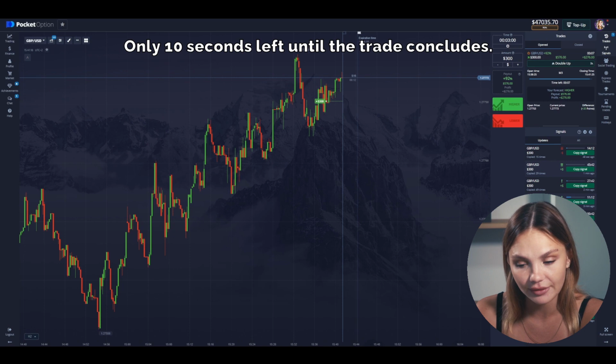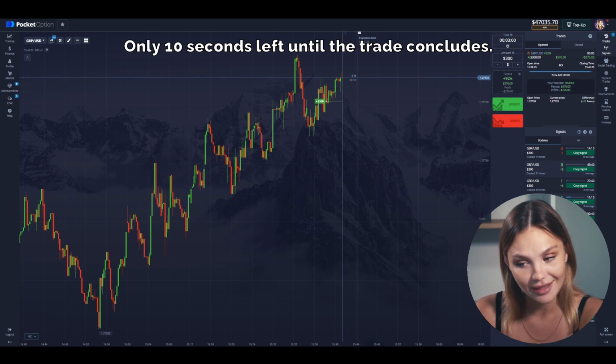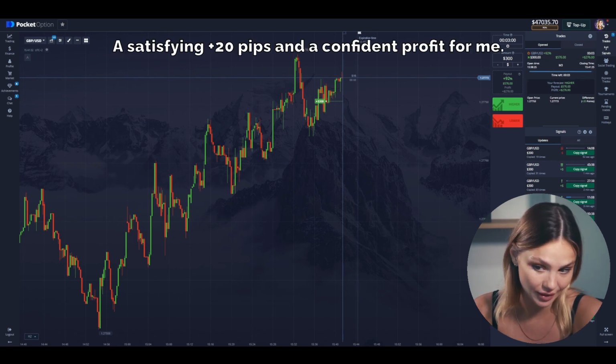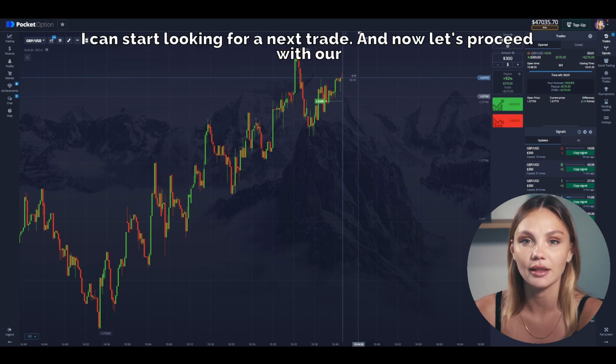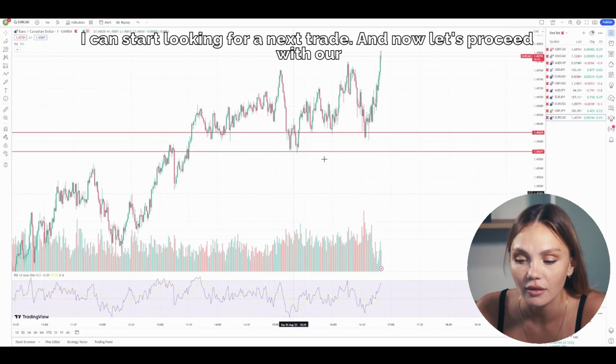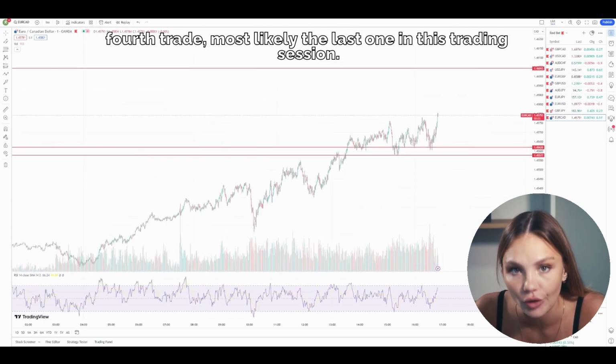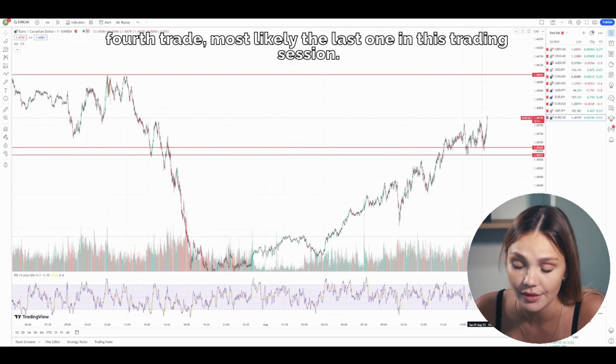Only 10 seconds left until the trade concludes. A satisfying plus 20 PIPs and a confident profit for me. I can start looking for a next trade. And now let's proceed with our fourth trade. Most likely the last one in this trading session.